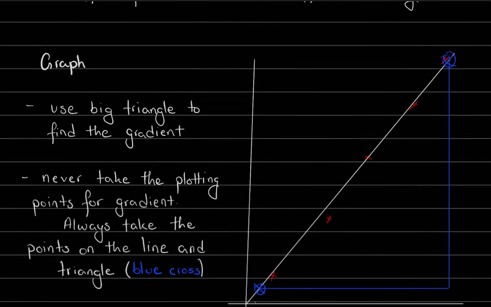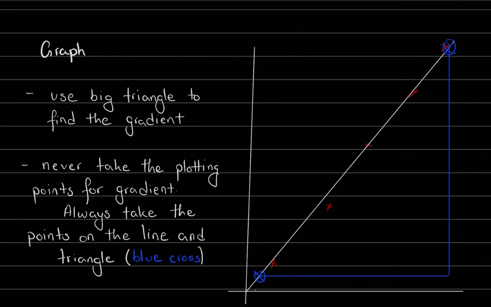Moving on to the next topic, graph. If you want to find the gradient from any graph, make sure to draw the line of best fit first and then draw a very big triangle. The bigger the triangle, the better the answer. Also, always make sure to use the points from the triangle, not from the ones you have plotted. That will give you a better result.